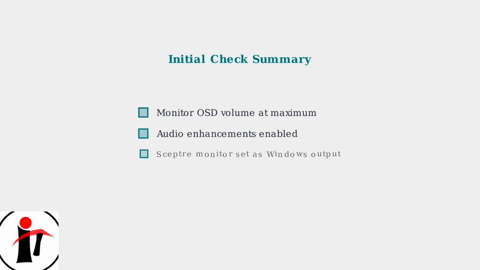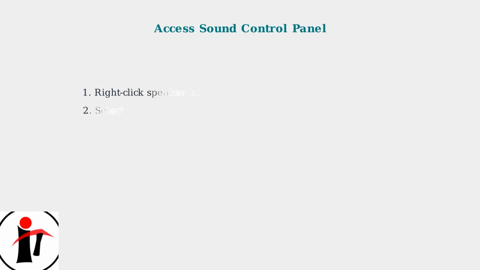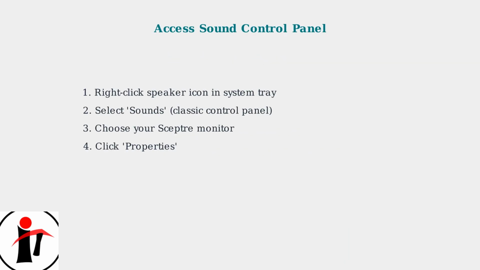Ensure the monitor's OSD volume is at maximum, audio enhancements are enabled, your Sceptre monitor is set as the Windows output device, and the Windows volume slider is at 100%. If these initial checks don't resolve your volume issues, you'll need to proceed to more advanced software adjustments and troubleshooting methods.